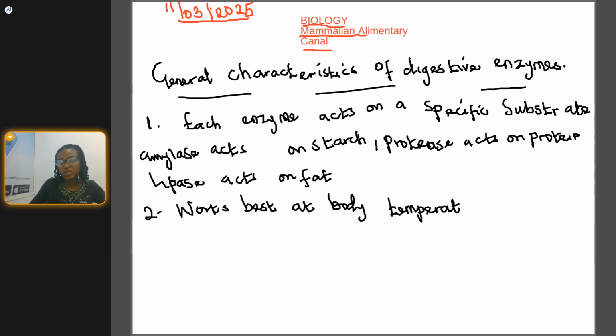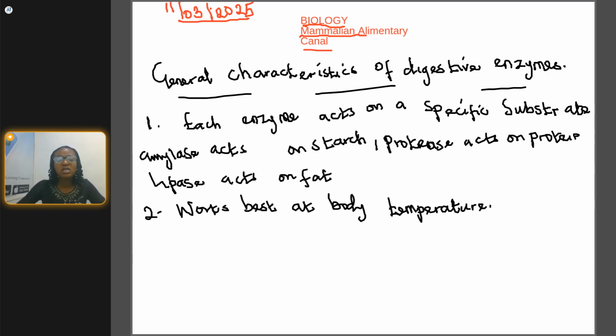So it works best at body temperature. Also, it is made up of amino acids, that is, it is proteinous in nature. So enzymes are proteinous in nature. They are made up of amino acids.